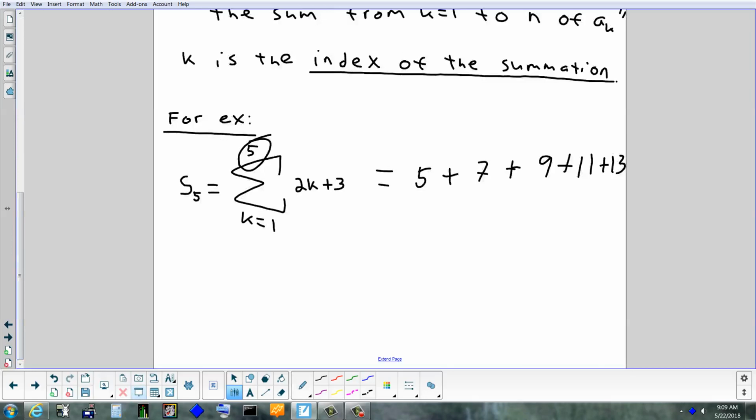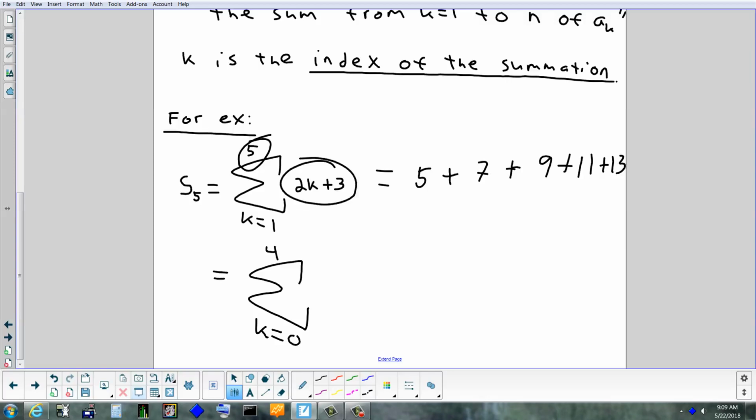Now, I'm going to show you another way to write that exact same thing. It's going to look different, but the answer is going to be exactly the same. What this is called is reindexing. Instead of plugging in 1, I want to plug in 0. I can start wherever I want. I'm going to go 0 to 4. But I can't use the same formula, because if I use the same formula, I'm going to get a different result. So I have to adjust my formula a little bit.